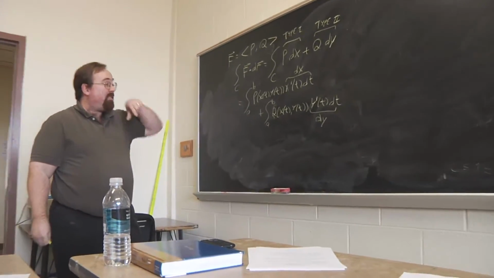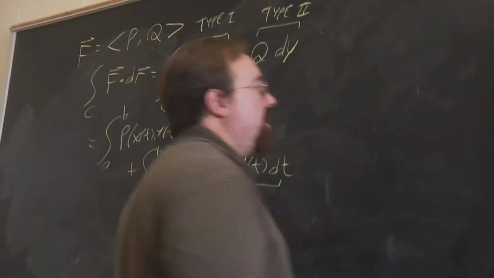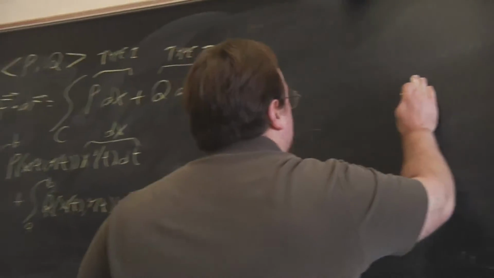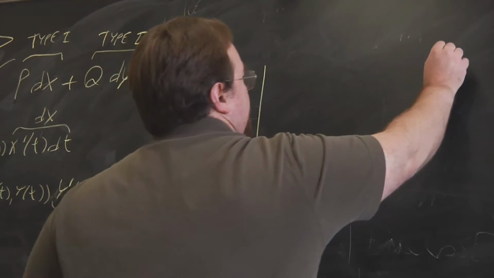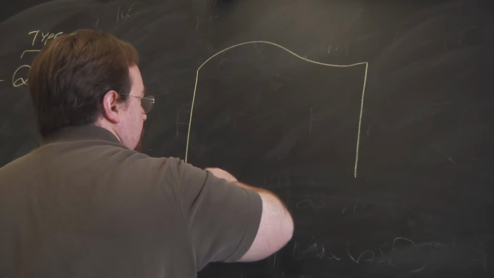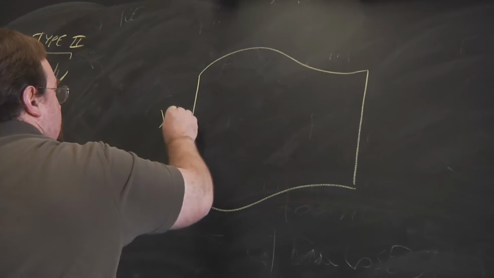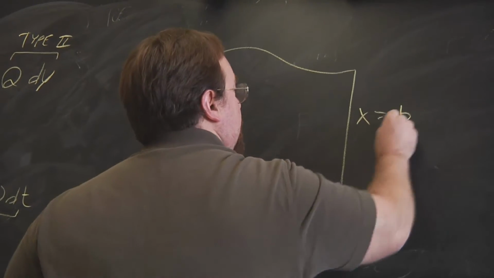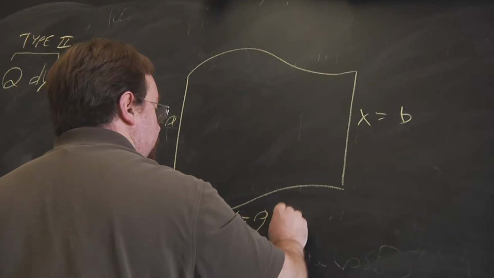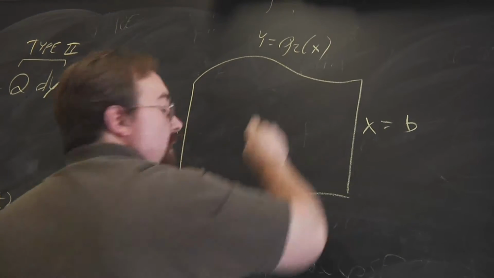Now, we'll take a look at this part, and we'll look at the type 1 version of the region D. So we have vertical boundaries here and here, and curve boundaries here and here. So this is x equals a, x equals b, y is g1 of x, y is g2 of x. All right.